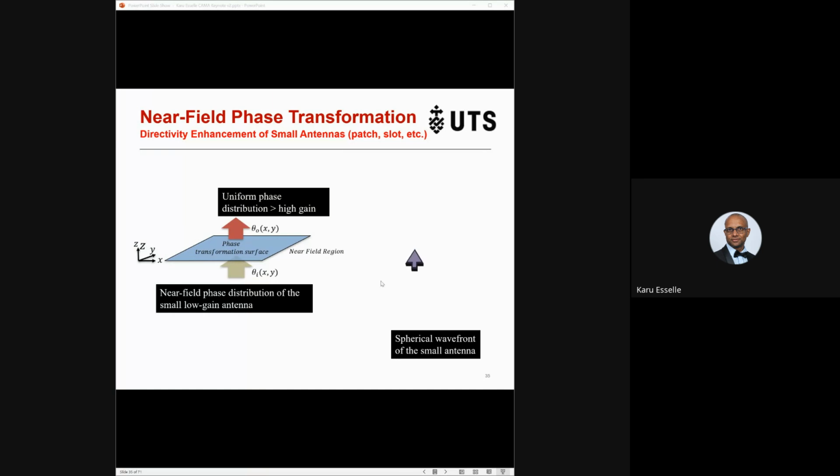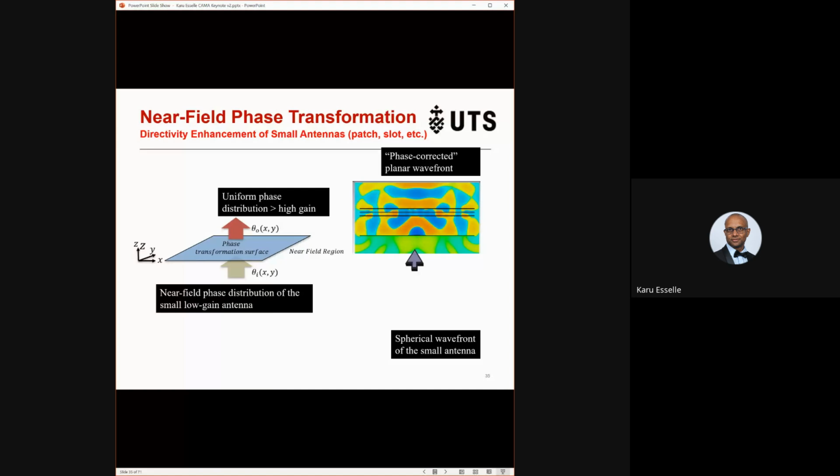Okay. So yeah, because the small antennas have spherical wavefronts, just like the one you saw, it can be corrected, but you need space in both cases. So this is an example. You take a small patch or slot antenna, put a phase correction surface, you convert the spherical wavefront to a uniform wavefront, and you get additional directivity and gain.